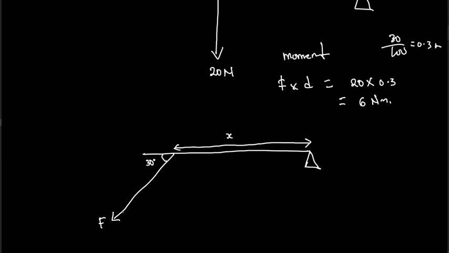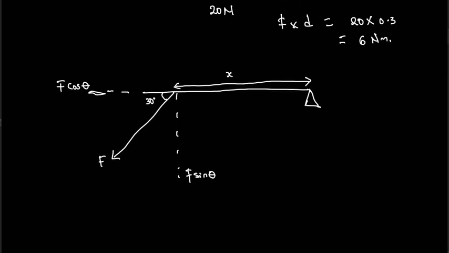Well, first of all, this force you see here is not perpendicular to the distance. So we have to resolve the force into its horizontal and its vertical components. So its horizontal component is going to be what? F cos theta. Its vertical component is going to be what? F sine theta. And thus, the moment of this force is going to be given by F sine theta times distance x.